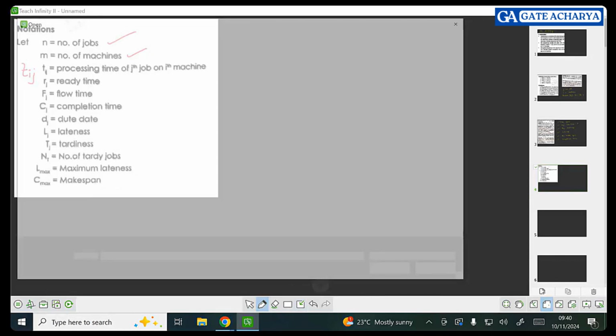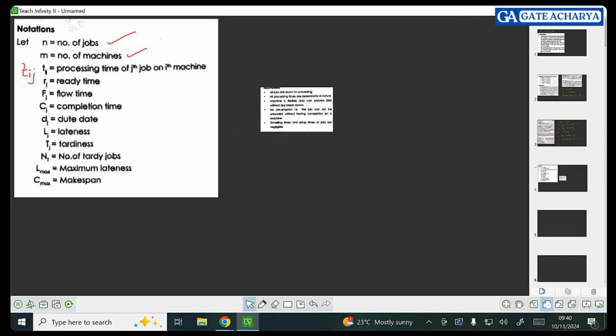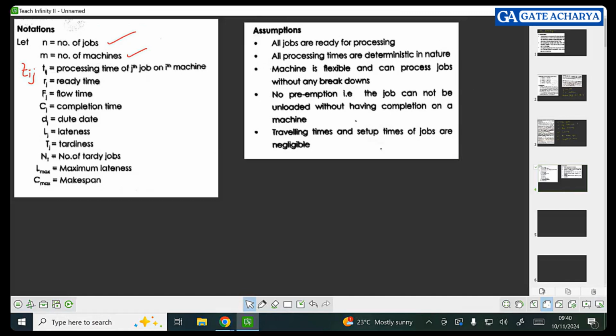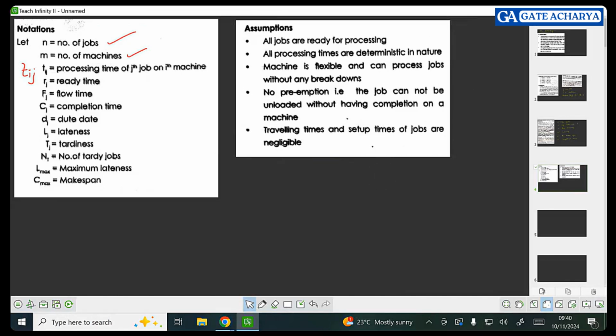What assumptions do we need to make sure of? Assumptions for job sequencing and scheduling: definitely one question here, 2 marks. Very simple, they will ask you direct questions only, so I let you know from my notes. All jobs are ready to process. All processing times are deterministic in nature.